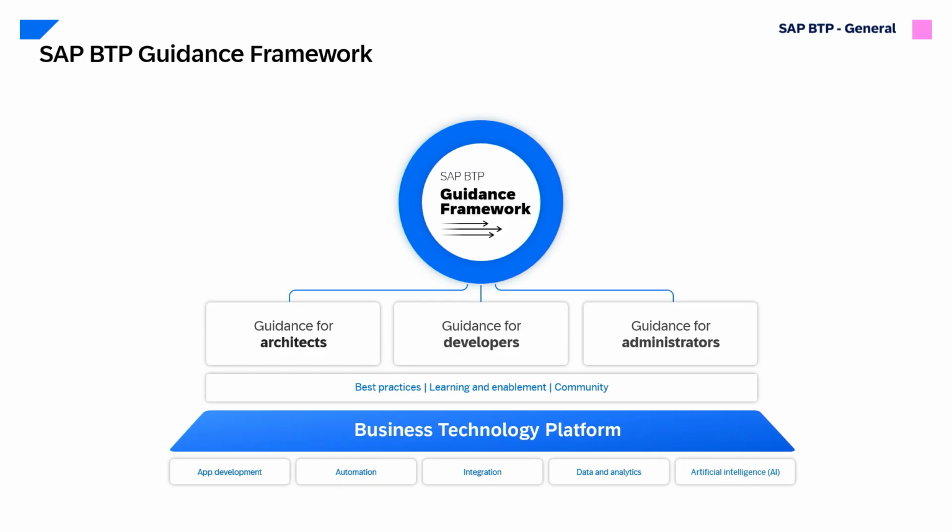So the SAP BTP Guidance Framework is your central point for guidance related to BTP. But we do not focus on musicians, so we focus on 3 main personas, namely the architects, developers, and administrators. And we really try to provide guidance content that allows you to build your own symphony, so to speak, so your applications on BTP. And very important, the content that is part of the guidance framework is not only available for the different personas, but we have shared content inside. And you probably also spotted already that there's a layer underneath that covers, for example, best practices or learning and enablement in the community. So there's also content included that is available for all the different personas.